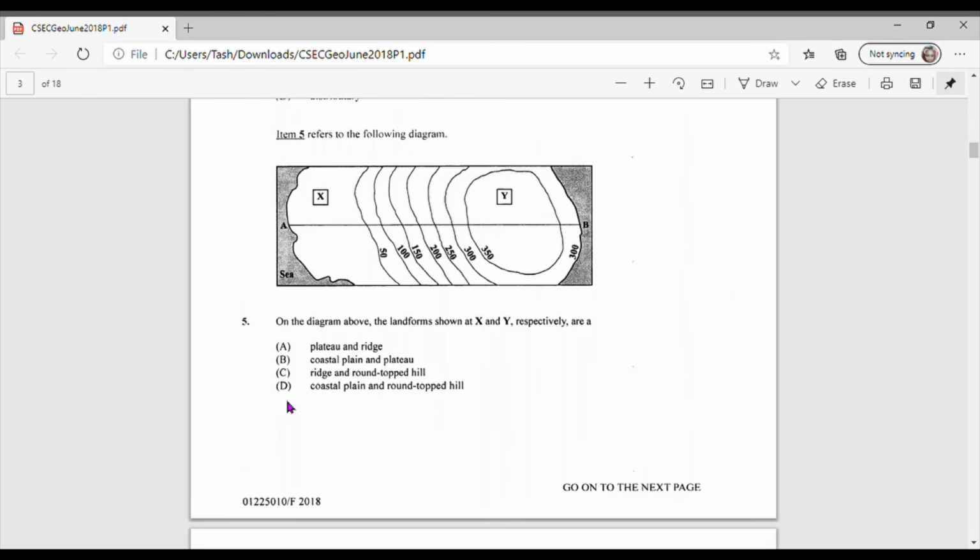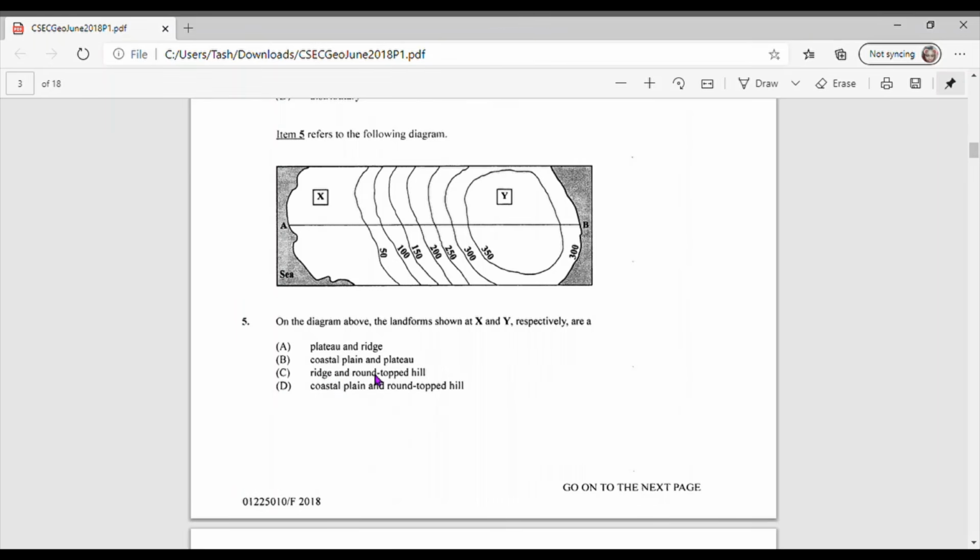Number 5. On the diagram above, the landform shown at X and Y respectively are, so we're looking at X and Y. X is here, we see it's right beside the sea, flat land stretching all the way across. Then at the top here, we have a round top hill, but it is very wide, so we can call it a plateau. So this one is a plateau. So we're looking for any answer that has plateau in it. Plateau and ridge maybe, but that's not a ridge. Coastal plain and plateau, yes.